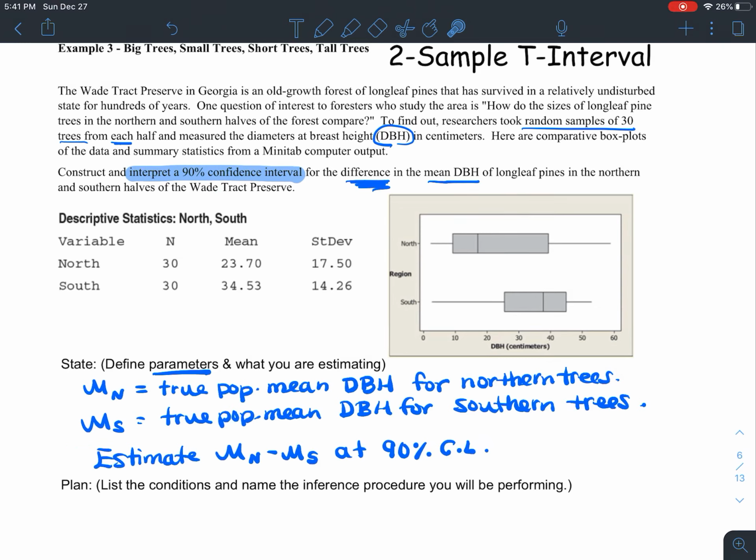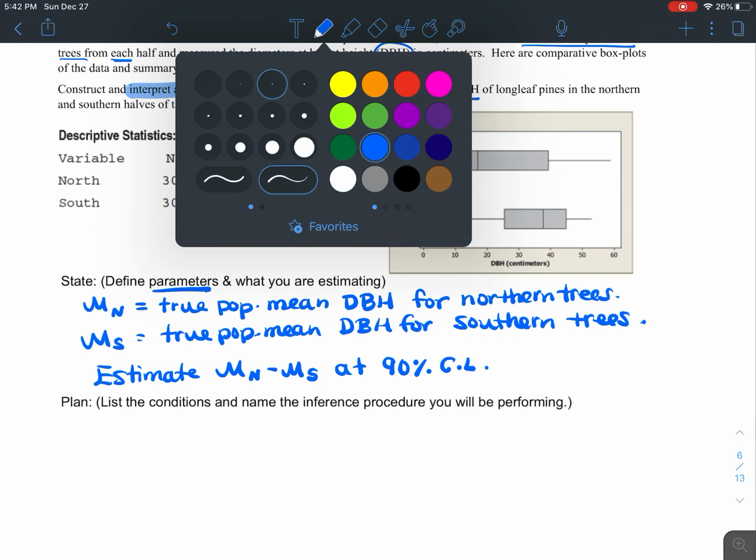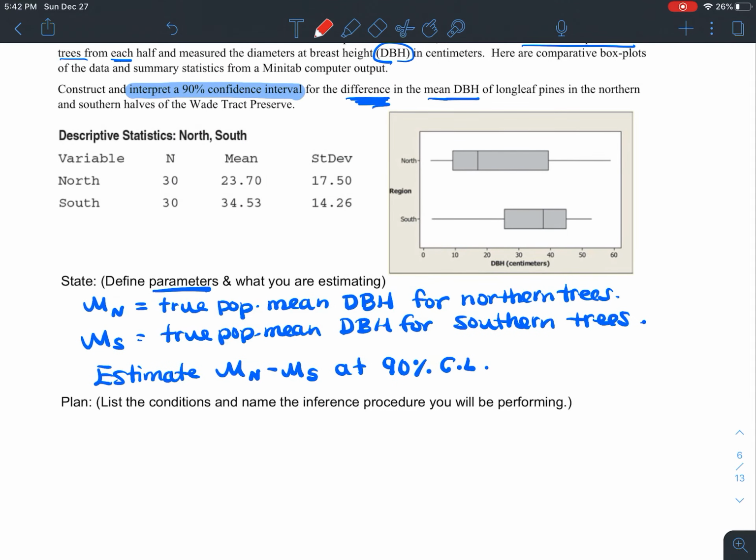The order you're subtracting these in does not matter. I just chose to do northern minus southern. Okay, let's move down to the plan step here. In the plan step, you can see here it says we should be listing our conditions and we should name the inference procedure that we will be performing. Now, there are actually 4 conditions when we're talking about drawing from 2 different populations, but we can weave 2 of them into the first statement together.